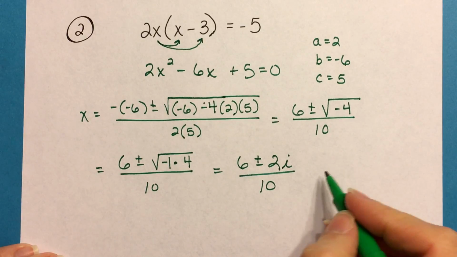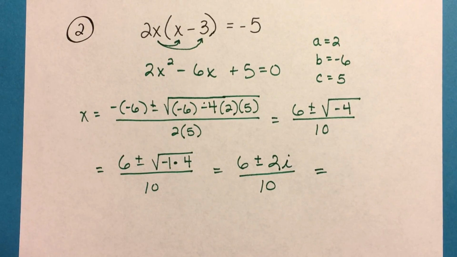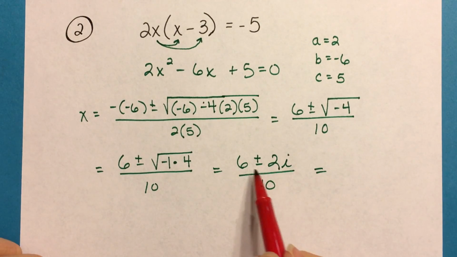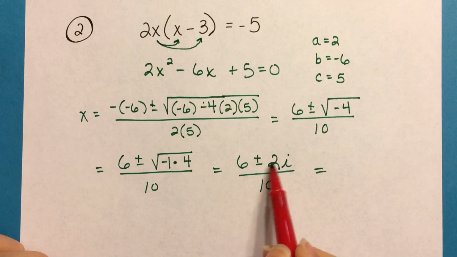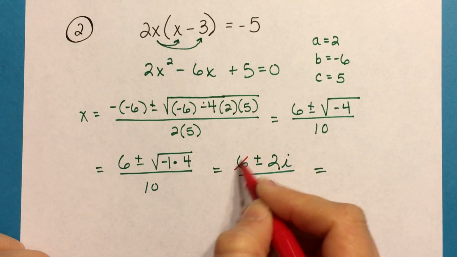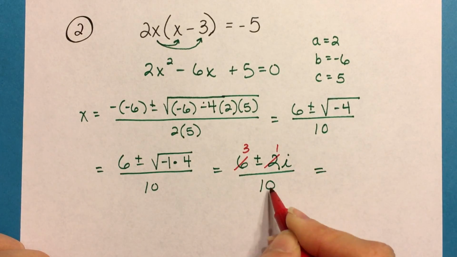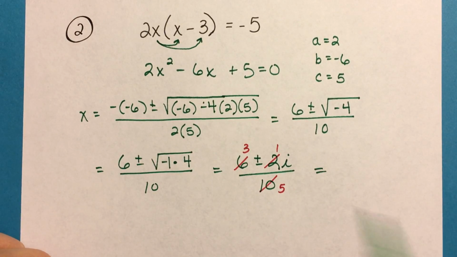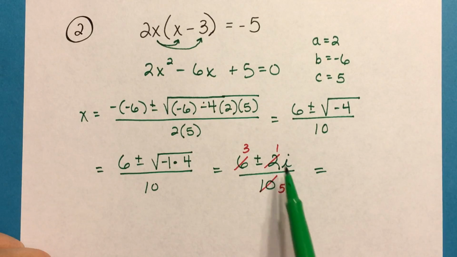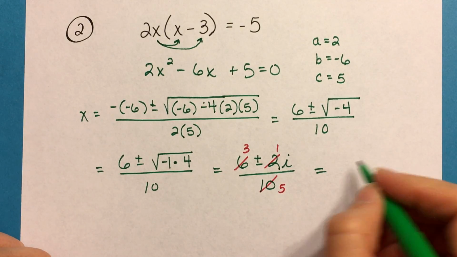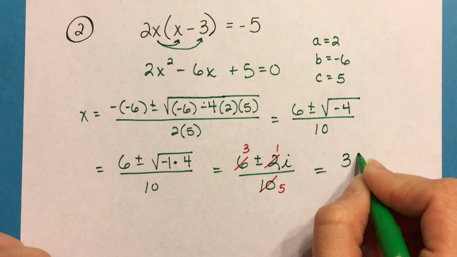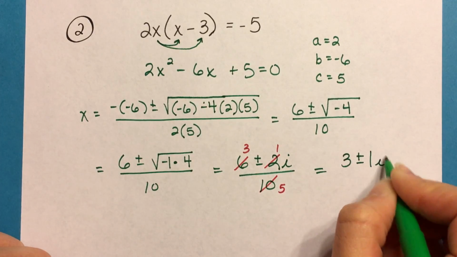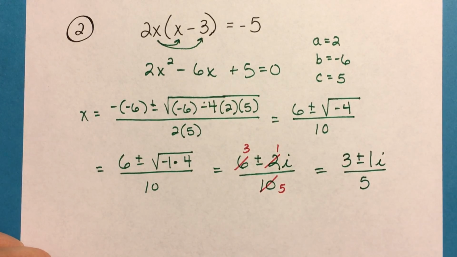Now, there is a step of reducing that you can do here, and same thing that I had stressed to you before about reducing with your quadratic formula. So these 3 numbers, since they will all reduce by 2, 2 will go into 6 3 times, 2 will go into 2 1 time, 2 will go into 10 5 times. So your final answer would be 3 plus or minus 1i divided by 5.